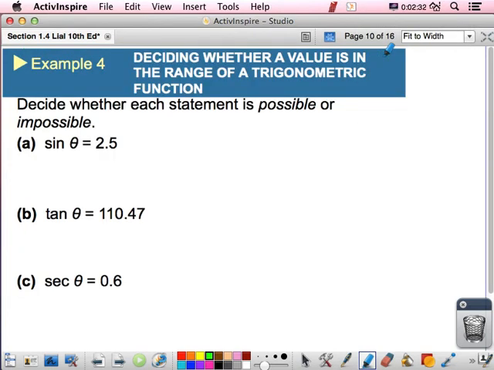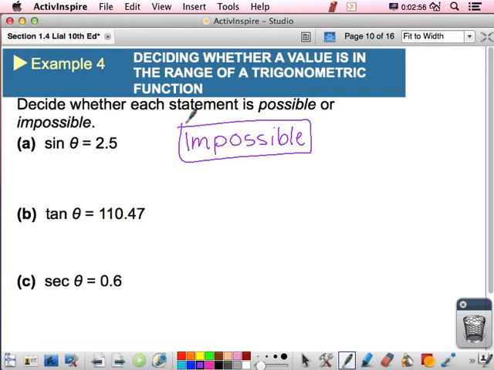Okay, so for this example, I'm just going to list a few trig functions and values, and you tell me whether that's possible or impossible. Sine of an angle equals 2.5. Possible or impossible? Impossible. It's impossible because sine and cosine both have to be between -1 and 1. So 2.5 is too big. Tangent equals 110.47. Yes. That's possible. Tangent and cotangent can be anything, so they're always possible.